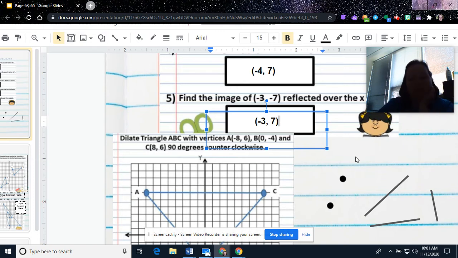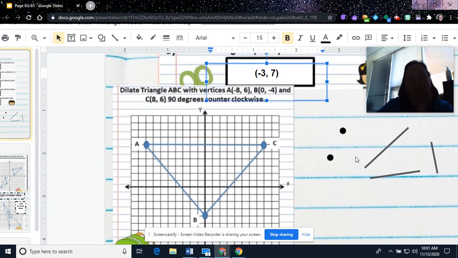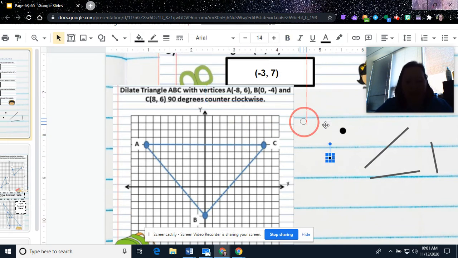Okay, let's look at this one down here. It says dilate triangle ABC that has these vertices, and I think that shouldn't say dilate. I think it should say rotate. Sorry about that. So we're going to rotate it 90 degrees counterclockwise. So if we look at A, you have your points over here. Right now, if you just drop it on A, that's at (-8, 6). So if you're rotating it 90 degrees counterclockwise, you're going to flip your coordinates, and then think about what that means.